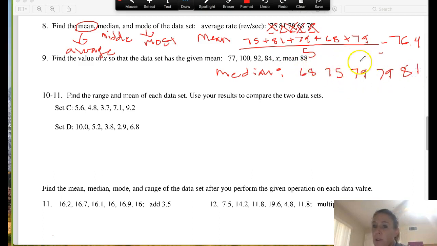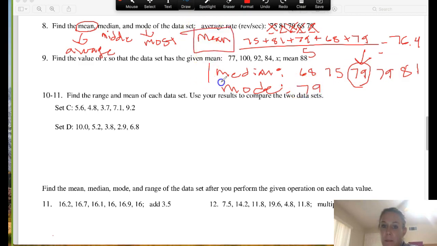Now, because I have 1, 2, 3, 4, 5 numbers, my median, or my middle, is just the middle number. Now, if I had 6 numbers, an even number, let's say there was another number down here, a 60, I would have to find the average of these two. I'd add these together and divide by 2. But when there's an odd number, it's easy. It's just the middle. So the median is 79, right? And the mode, the number that occurs the most, is, once again, 79. So make sure you tell me the mean, the median, and the mode.